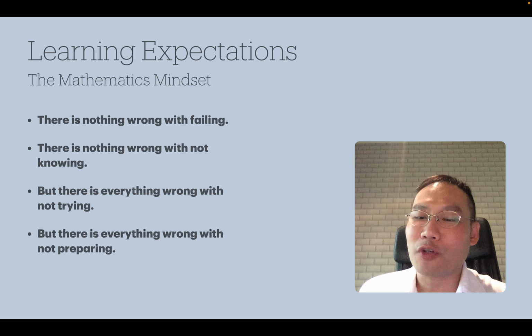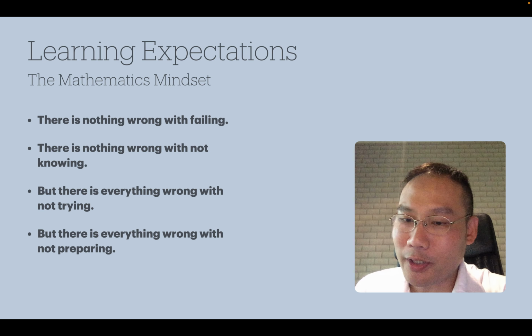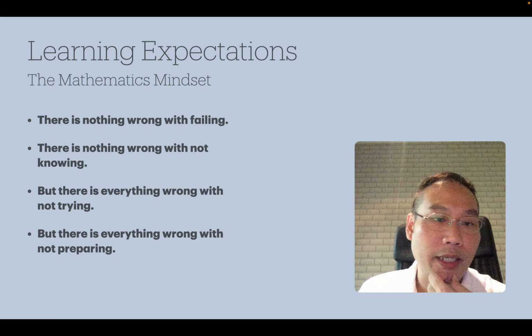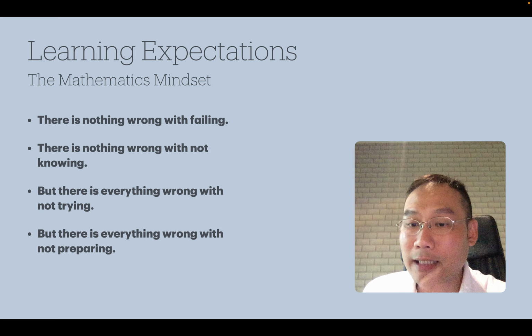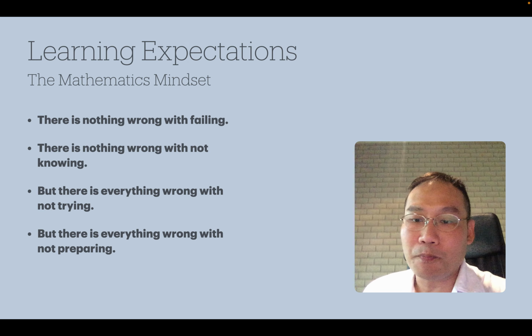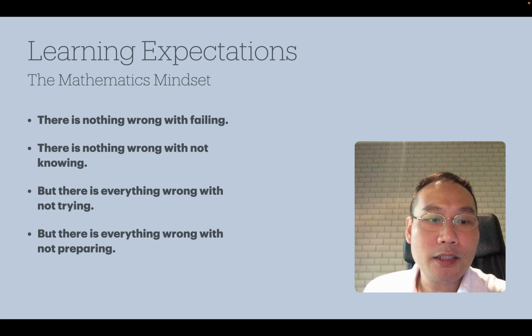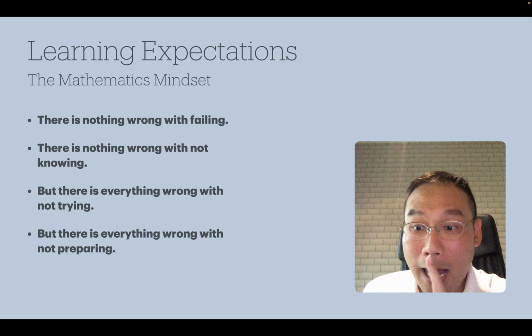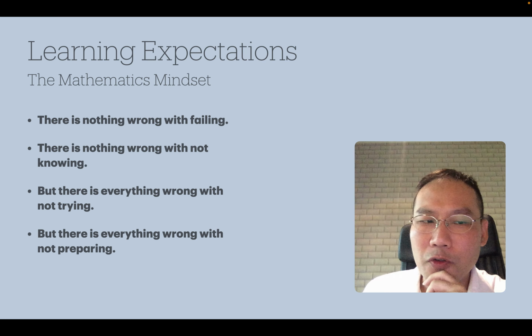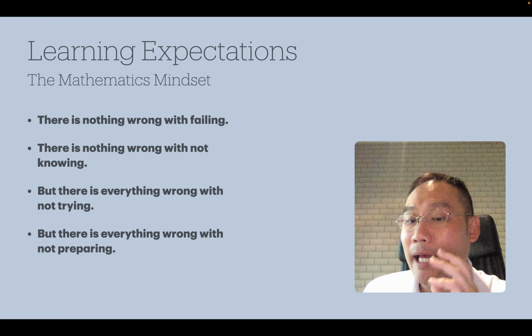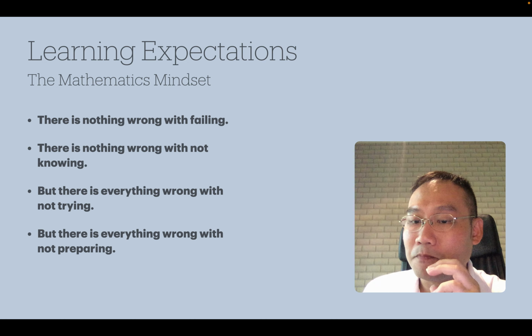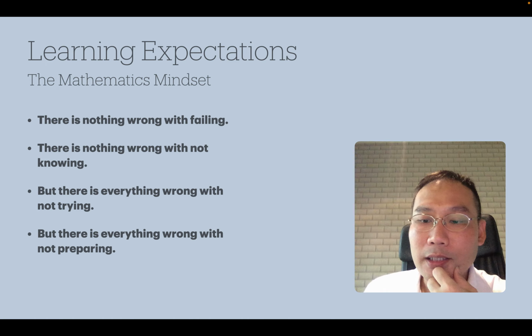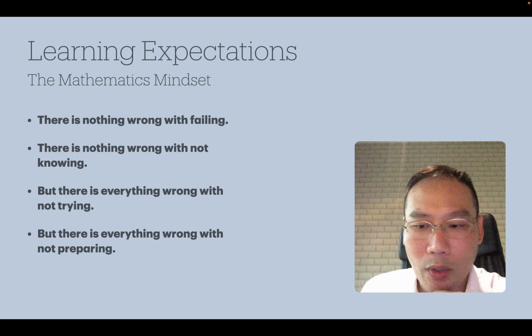So when we fail, of course, we try to reflect upon it and see how we can actually progress from there. So there's nothing wrong with failing, and there's nothing wrong with not knowing, because there is so much knowledge out there. It's impossible to know everything, right? So if you don't know something, it's fine. We learn to look it up when we need the information. But there is everything wrong with not trying. So I can accept that you did not learn something, you don't know something, but if you're not trying, that is an attitude that is not wanted in this class.